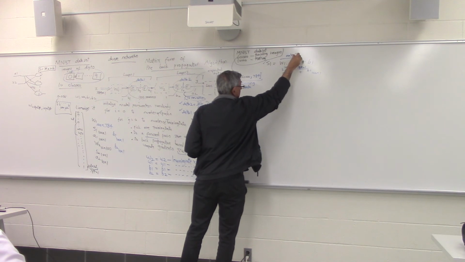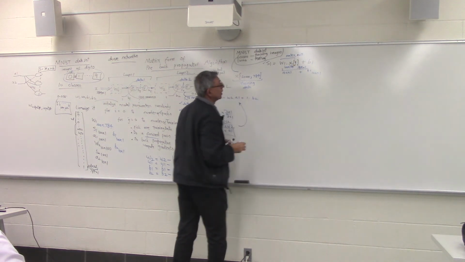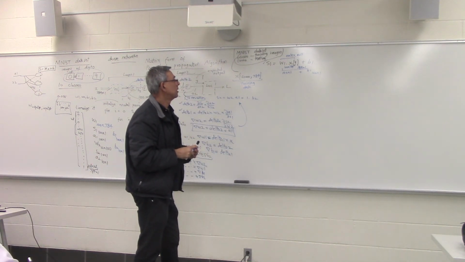So this is a matrix multiplication. And this is a matrix addition. Sorry to interrupt. It should be transpose, right? Because the rows have to be equal to the columns for the matrix multiplication.